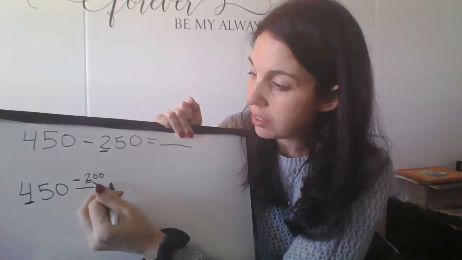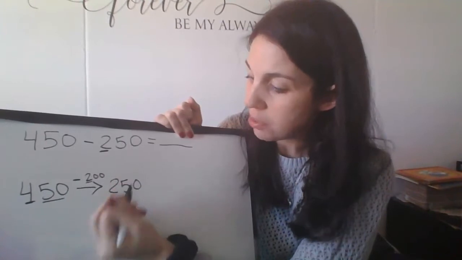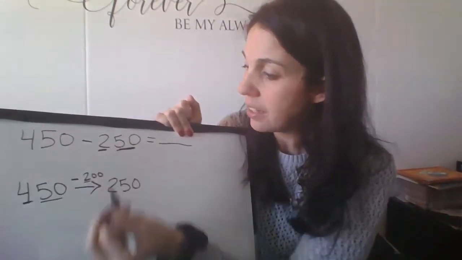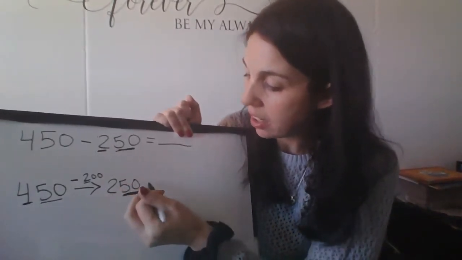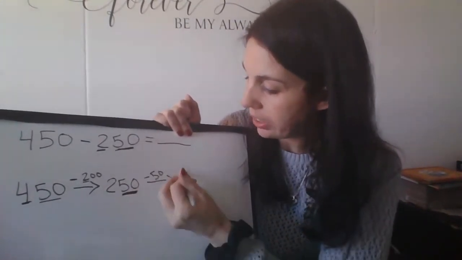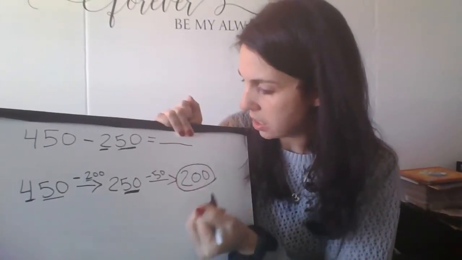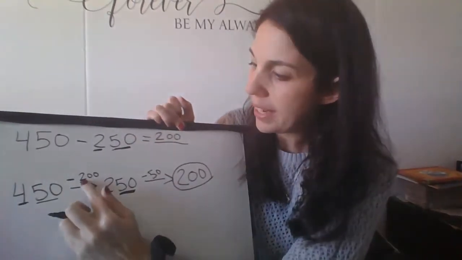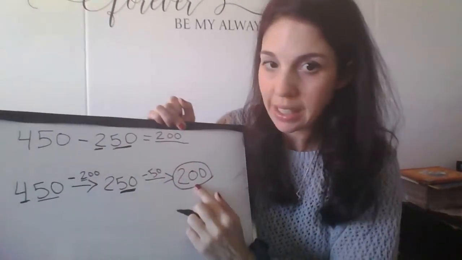4 minus 2 is 200. And then I'm going to carry on my 50 because I didn't do anything with my tens. So I just took away 200. Now I need to take away 50. Well, this is going to be an easy one to take away the 50 because I have 50 right here. So now I'm going to say minus 50, and I'm going to get 200 as my answer. So I took away 200, I took away 50, and this was my answer.